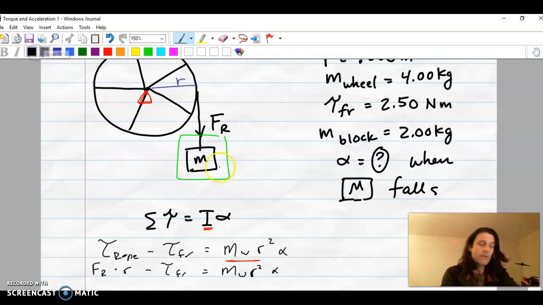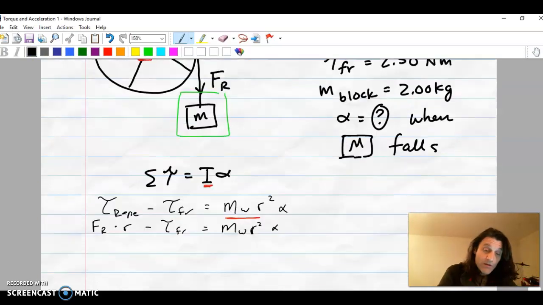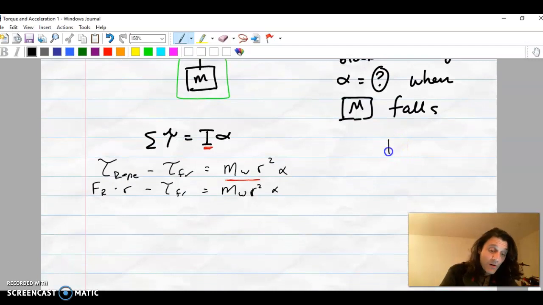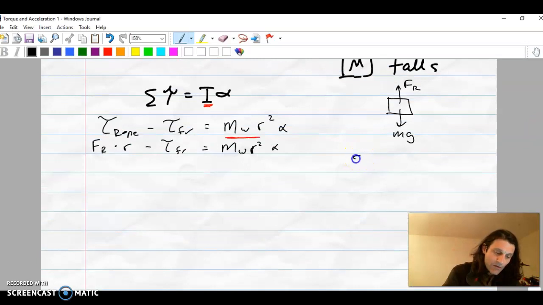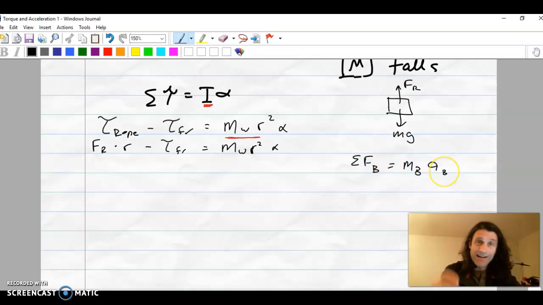All right, so what I'm going to do is figure out what the force in that rope is using the mass that is falling. So there's the mass that's falling. It's got mg and it's got a force in a rope. Those two arrows, when I put them together, will equal something. So the sum of the forces on the block will equal the mass of the block times the linear acceleration of the block, that tangential linear acceleration. There's two arrows that I add up for the forces.